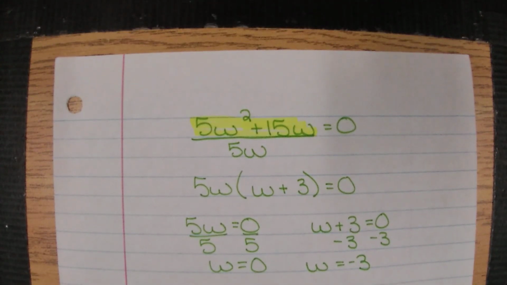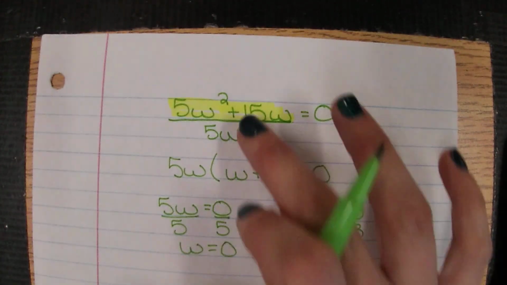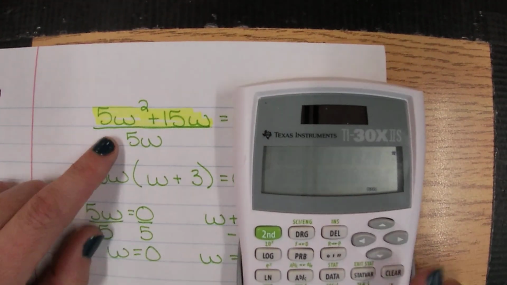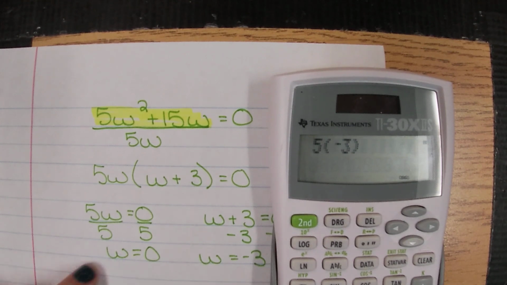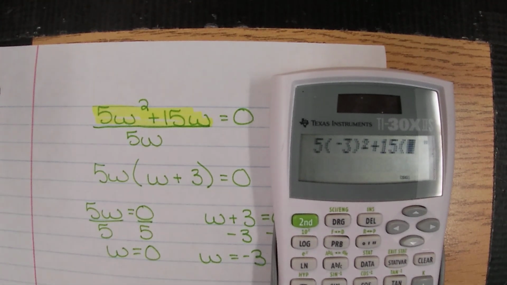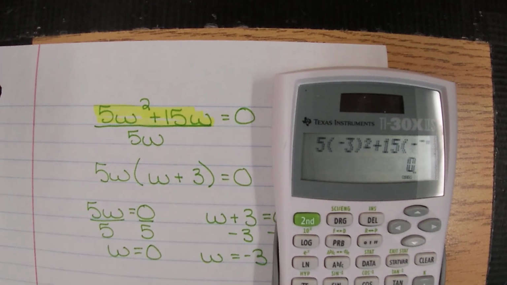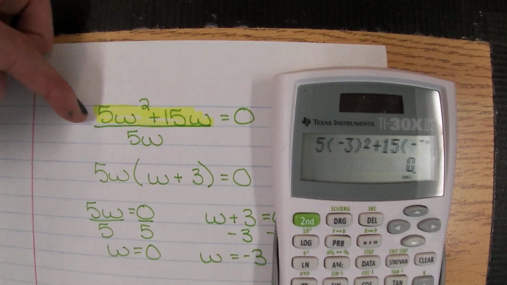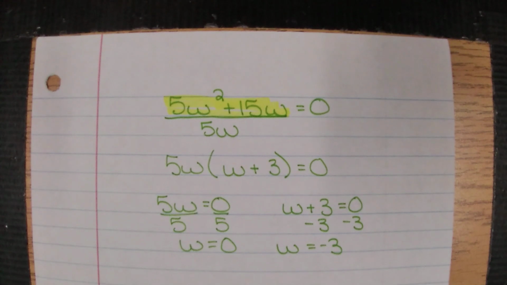Now, if you're ever not sure, if you're like, oh, let me check my math, just like we do with any equation, we can take these values and we could plug it back in, right? So you could use a calculator and say, okay, 5 times negative 3 squared plus 15 times negative 3 equals, and it should equal 0. Hopefully we realize when we plug in 0, we'd get out 0, right? 0 squared times 5 is 0. Plus 15 times 0 is 0. So those both give us correct answers.